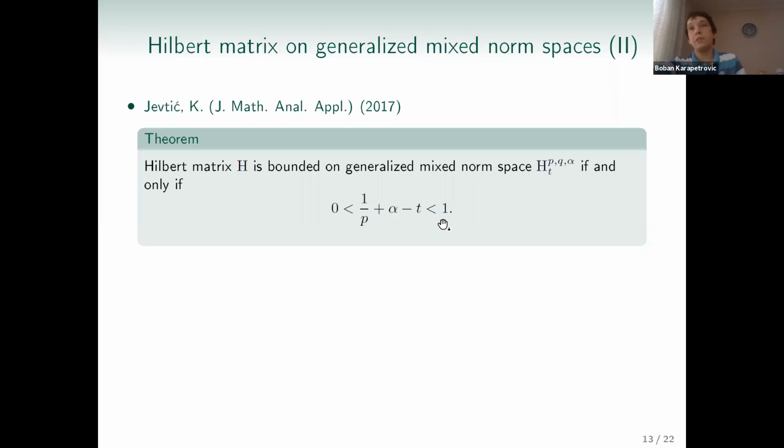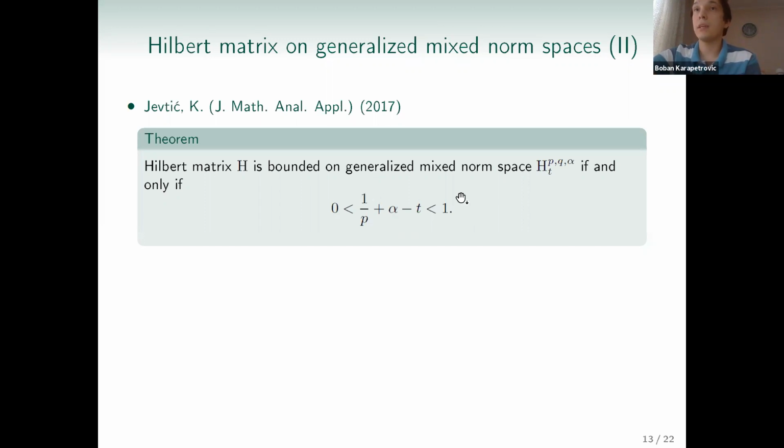So this is a very simple condition, and this quantity 1 over P plus alpha minus T does not depend on this parameter Q, which is interesting. So for example, if we have a weighted Hardy space H^P_infinity alpha, then this quantity is equal to 1 over P plus alpha. And 1 over P plus alpha is always positive in the context of weighted Hardy space.